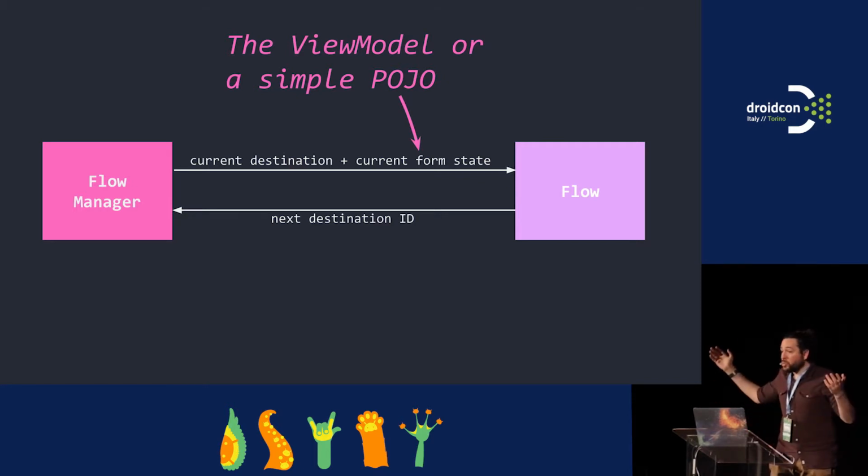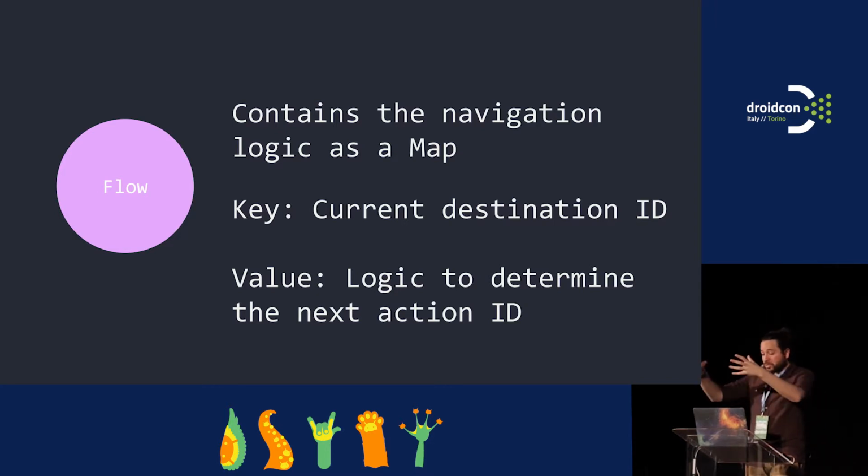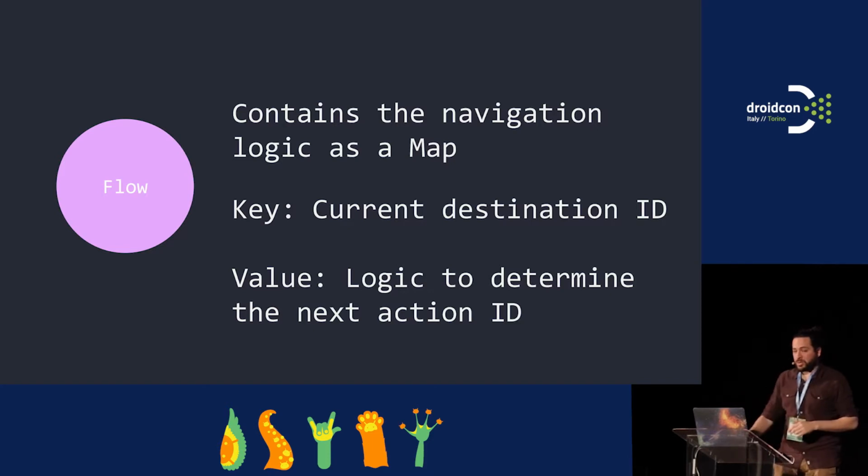In return, the flow will give the next destination ID, and actually it will give the next action to execute, the next action ID. So the flow is a map that contains the navigation logic. In input, you have a key, and the key is the current destination. And as an answer, you have the logic to determine what's the next action ID to execute, to navigate to.